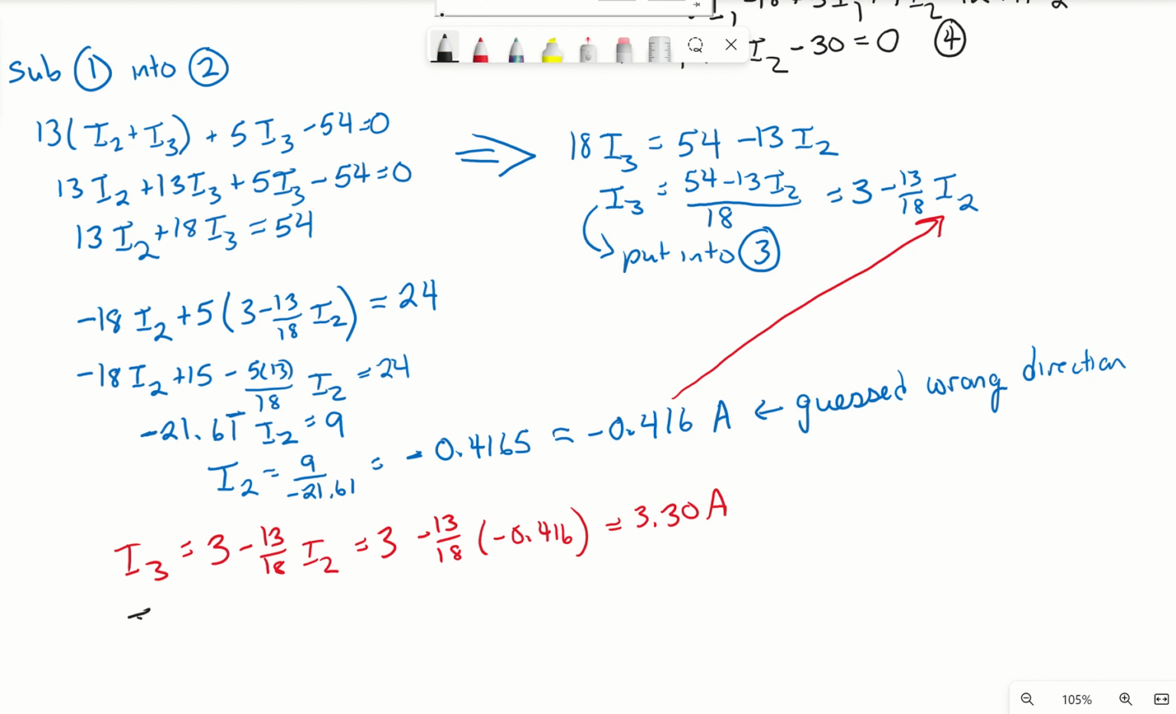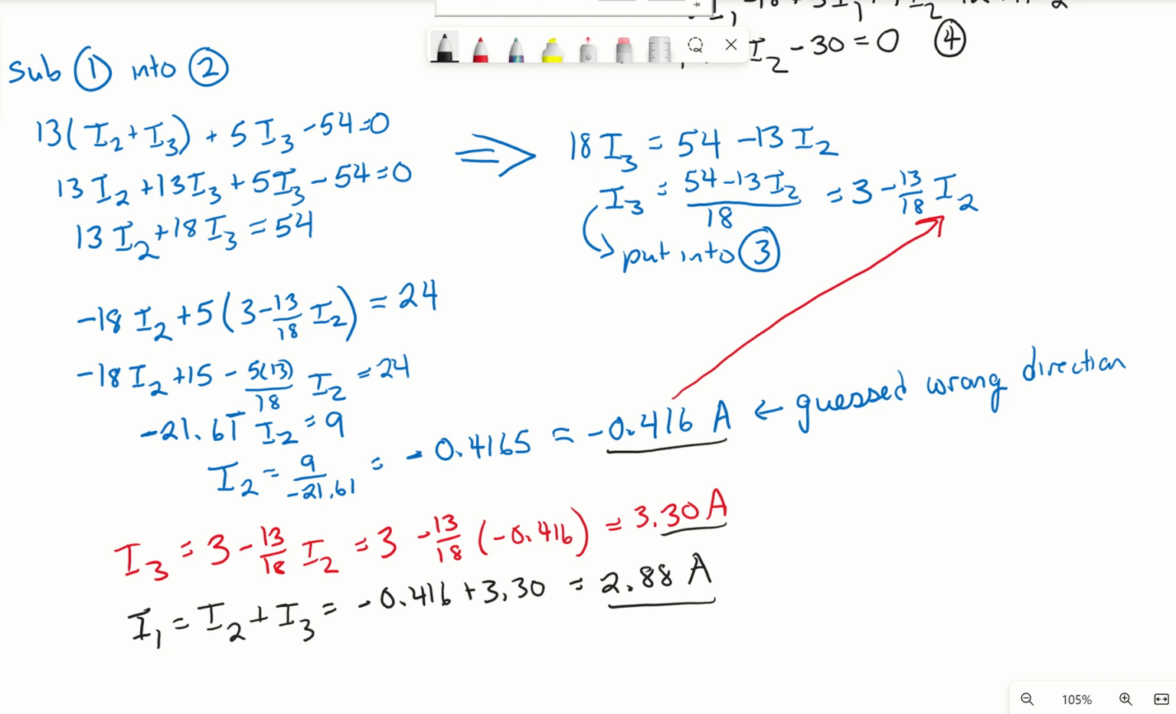Okay, and then finally, I know from my equation 1 that I1 is I2 plus I3. So now I can just put in my two numbers for I2 and I3. So I2 is minus 0.416. I3 is 3.30. And I get that I1 is 2.88 amps. Okay, so as long as you go through carefully enough with your algebra and don't mess up your minus signs, you should be able to get the correct answer for it.